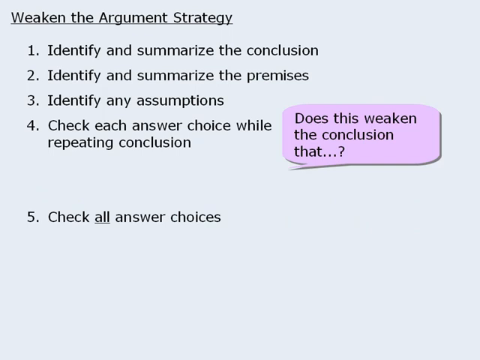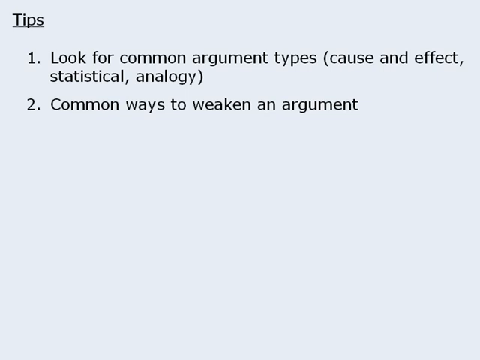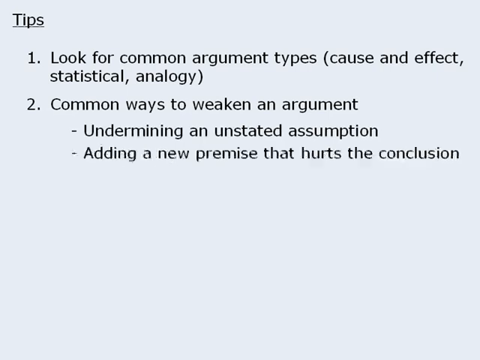Okay, so this is the basic strategy for handling weaken the argument questions. Now let's examine some additional tips to consider as you follow these steps. First, as you're reading the argument, determine whether it's one of the common argument types we examined earlier, and recall the different ways to weaken those types of arguments. Next, as you check the answer choices, keep in mind the 2 most common ways of weakening an argument. They are undermining an unstated assumption and adding a new premise that hurts the conclusion.